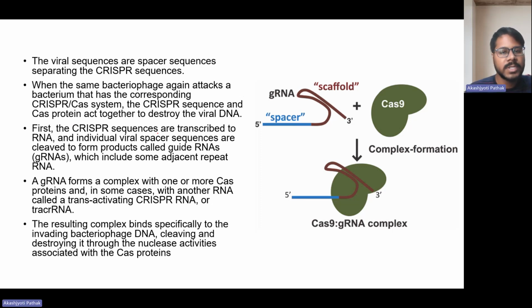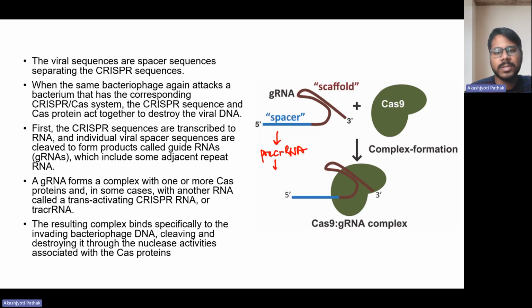So first the CRISPR sequences are transcribed. So what is the process? These CRISPR sequences are transcribed to RNA, and individual viral spacer sequences are cleaved to form products called guide RNAs, which include some adjacent repeat RNA. So you saw the CRISPR gene, in which the spacer sequences and the repeat sequences are arranged alternately. From this gene, first the pre-CRISPR RNA, named pre-crRNA, is transcribed.